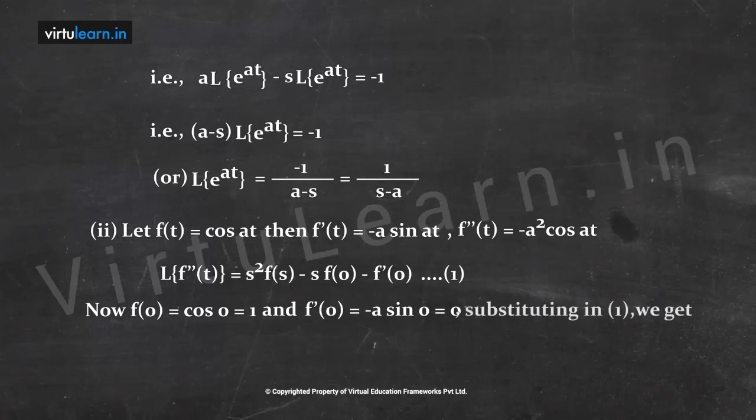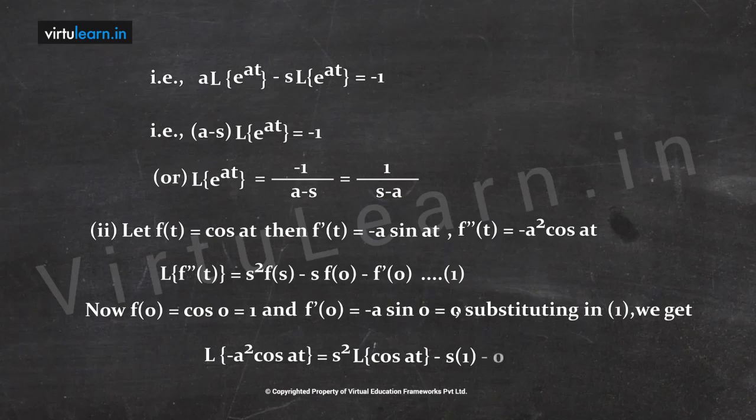Now substitute all these values in the above formula. Laplace transform of minus a square cos at, that is f double dash, equals s square, f bar of s, which is nothing but the Laplace transform of cos at, minus s into 1, since f of 0 is 1, minus f dash of 0, which is 0. Then I will underline these two parts. Bring this side: a square plus s square plus a square equal to the Laplace transform of cos at, then s is on that side.